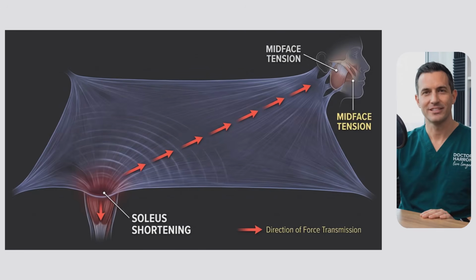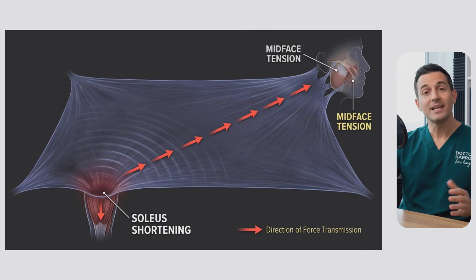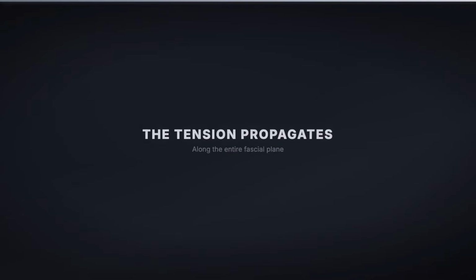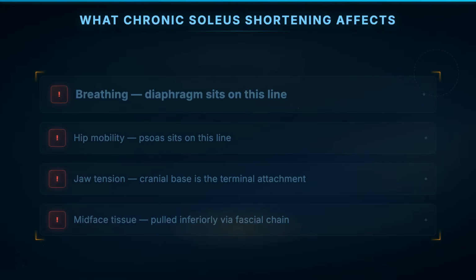When you shorten one section of a fascial plane chronically, which is exactly what happens when the soleus stays in a contracted position for years, the tension doesn't stay local. It propagates along the plane. The fascia is a tensional network, and like any tensional network, load applied at one point distributes across the entire structure. Let me widen that claim, because the implications go further than the calf.